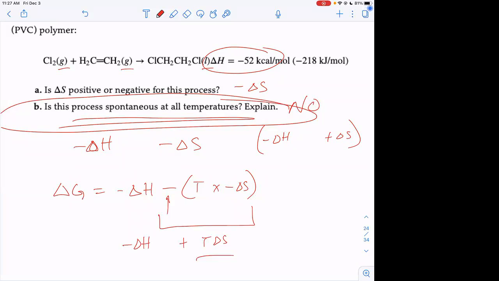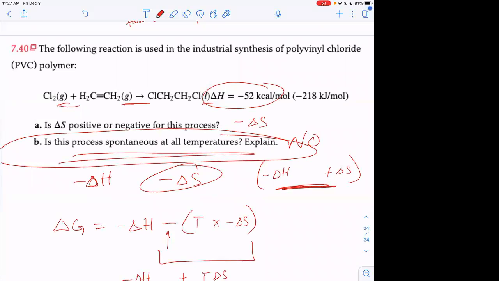Negative delta H and positive delta S are favorable. Yeah, yep, that's favorable. Is that not what's happening? No, we have a negative delta S here. Remember, that's what we determined because we got gases and gases making a liquid.